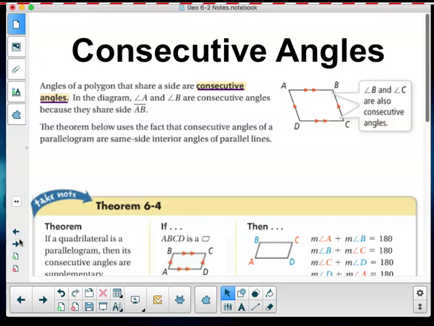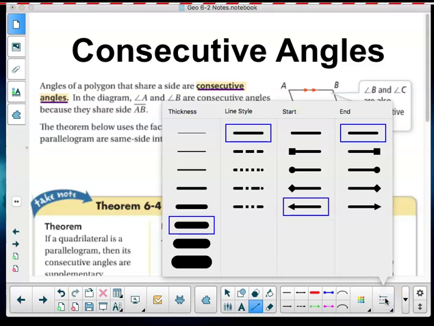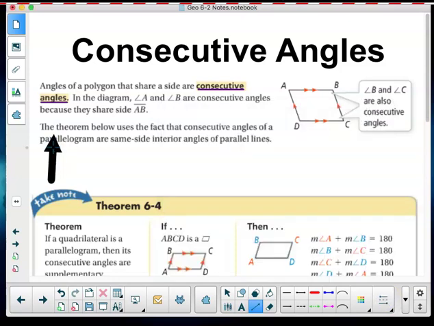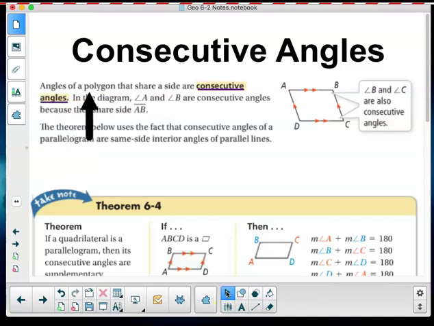We just worked with opposite sides are congruent. Consecutive angles. Now, if I'm looking at this, I've got to consider my consecutive angles. So we are here, and we've got consecutive angles, and I'll give myself a pointer. The angles of a polygon that share a side are consecutive angles. So if this is my side, angle A and angle B are consecutive.